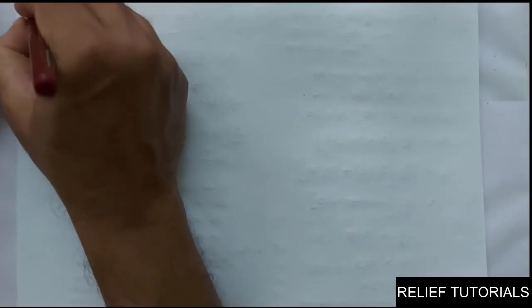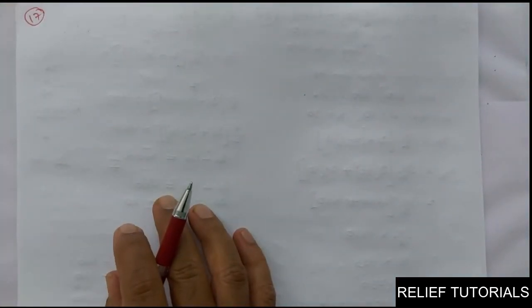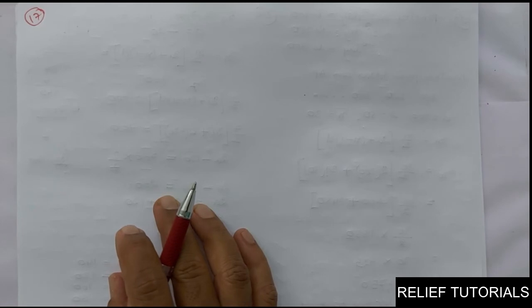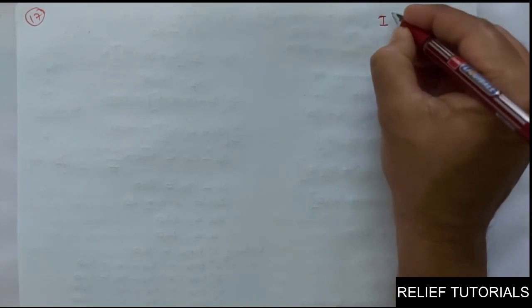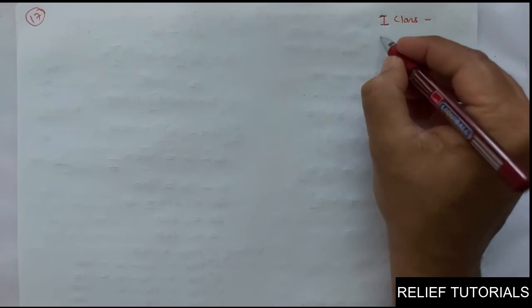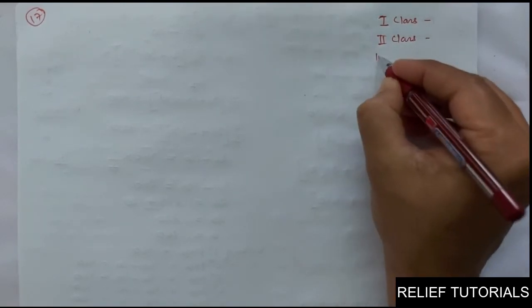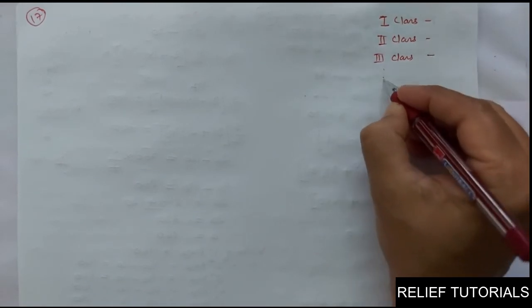So question number 17. Clear. In a school, students thought of planting trees in and around the school to reduce air pollution. It was decided that the number of trees that each section of each class will plant. For example, first class, how many sections we don't know. Second class, third class, and so on, like this, up to 12th class.